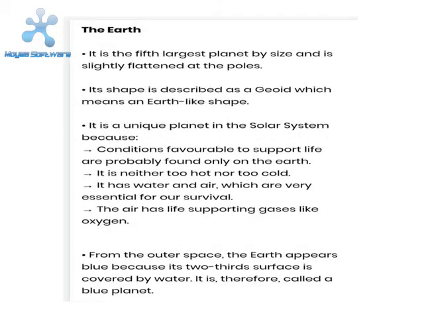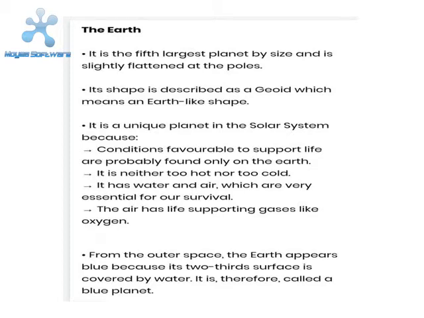The Earth, the planet on which we live. The first point, it is the 5th largest planet by size and slightly flattened at the poles. This means that we should know that Earth is the 5th largest planet by size and the Earth is slightly flattened at the poles. Second point, its shape is described as a geoid, which means an Earth-like shape. This means that Earth's shape is like a geoid, which means Earth-like shape.